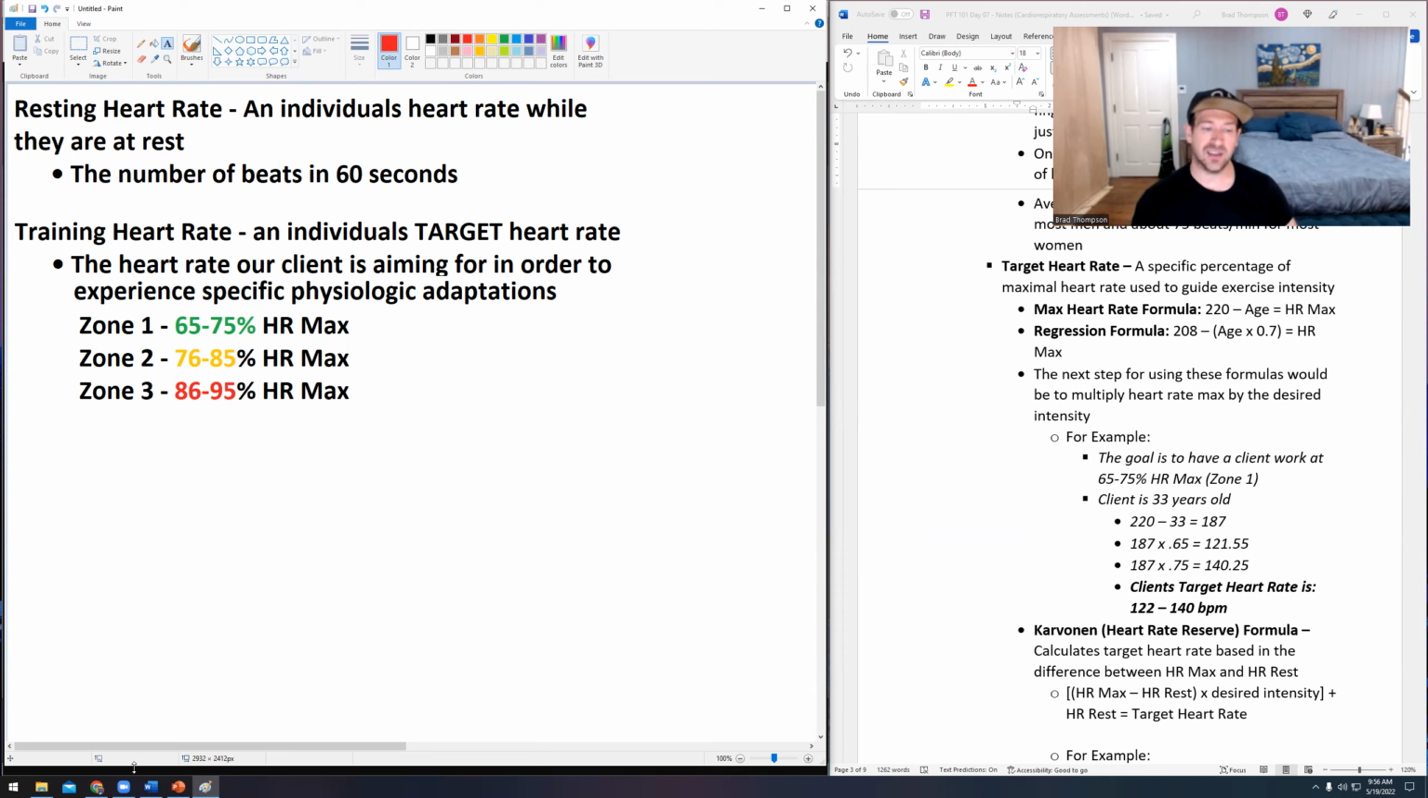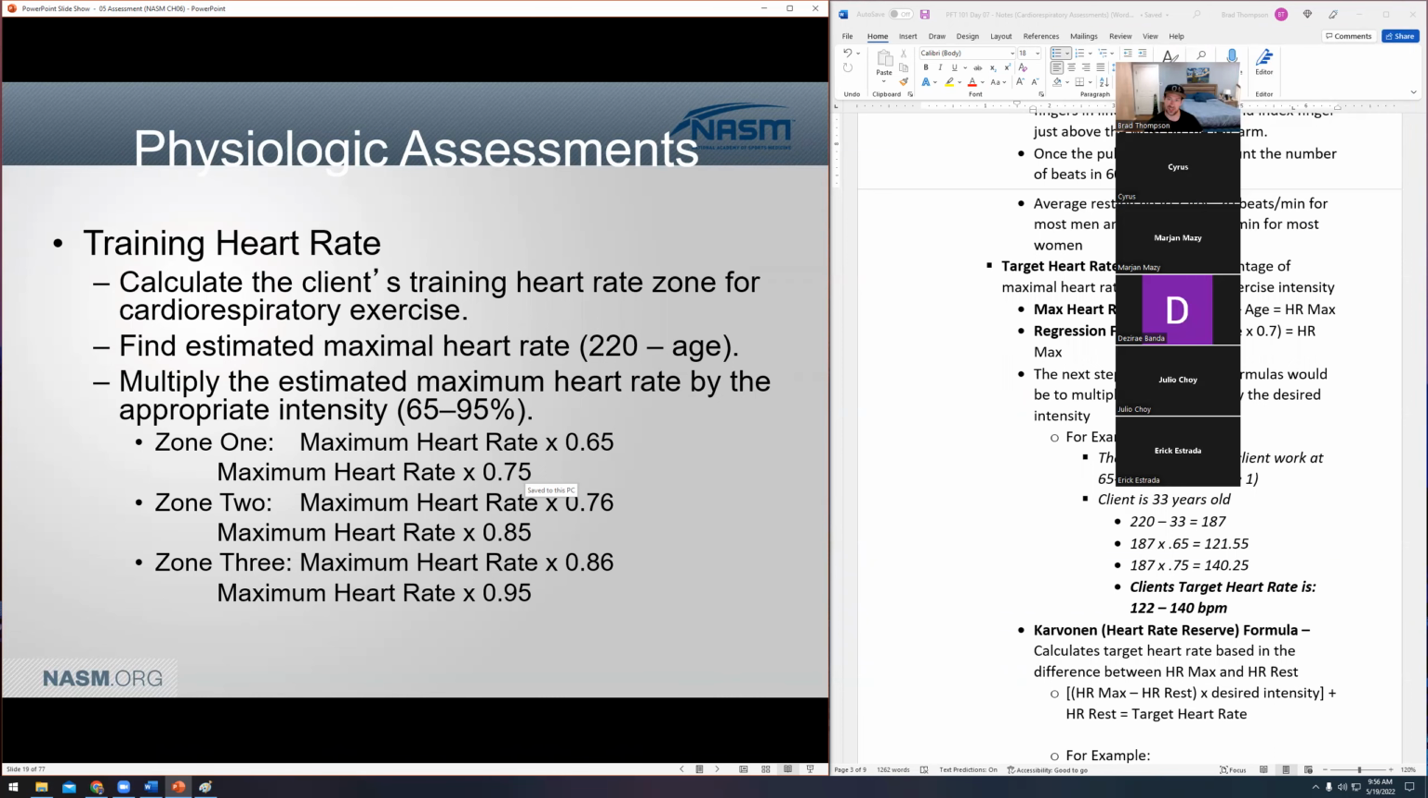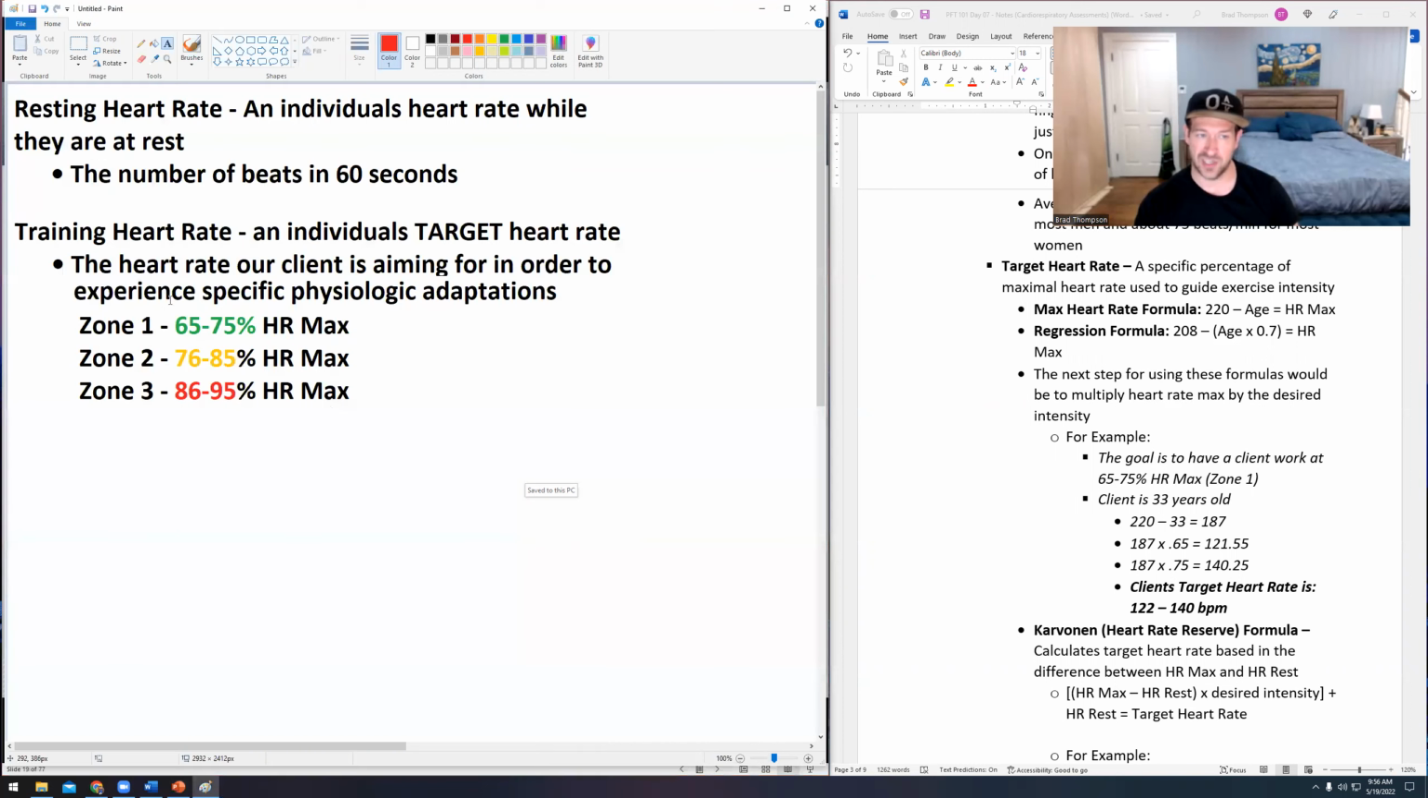Now, you might be thinking, well, how do I figure out what those numbers are actually meant to be? And there's going to be a couple different formulas here. These are percentages. The percentages of what? They're a percentage of the max heart rate. Okay, so heart rate max is going to be basically the highest version or the highest intensity theoretically that you can go, and it's simply based on your age.